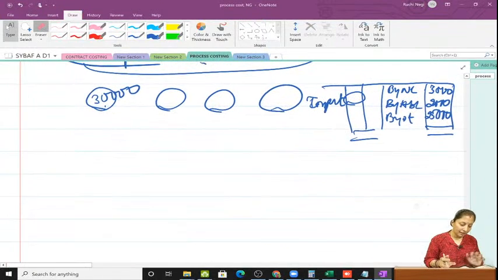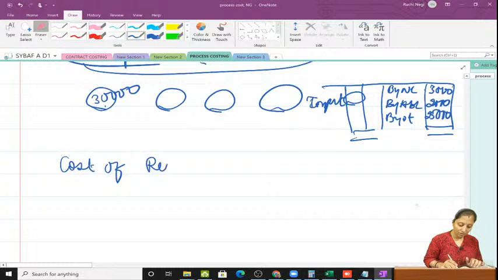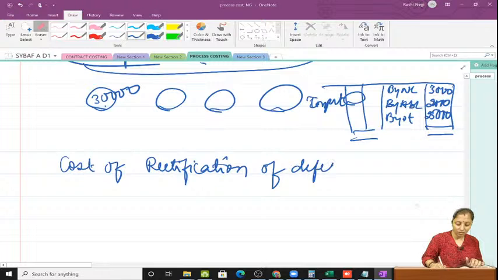So say related to contract, I can ask you a question. Okay. We had done rectification work, right? Yeah, we had done this part. So say cost of rectification, this we did in contract. Cost of rectification of defective work. Okay. So what will you do with this?